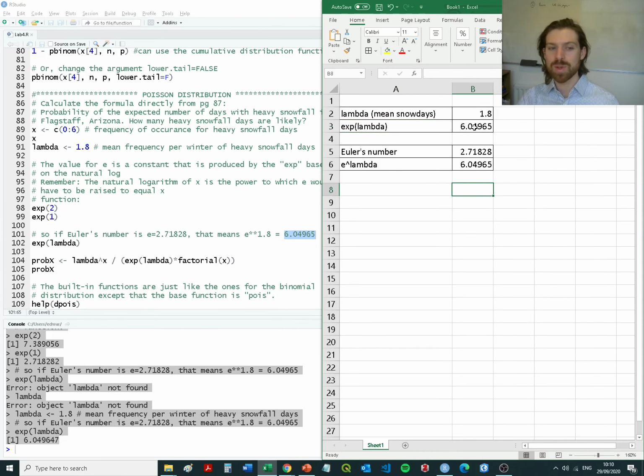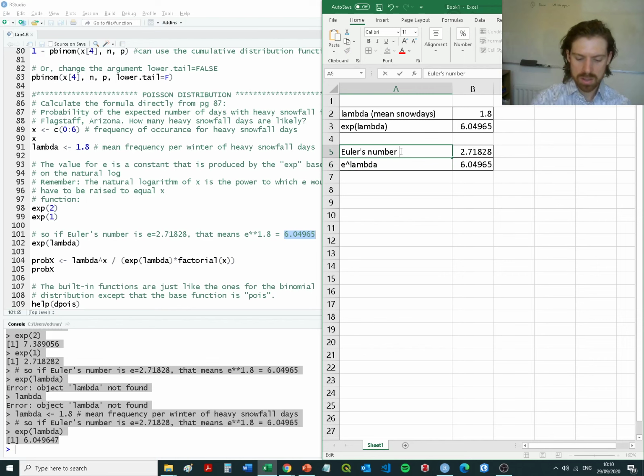The problem with the functions is you don't really know what's happening. So let's take Euler's number here. You can see I've just inputted it. This was the automatic calculation by Excel. Here we're going to calculate it manually. So now we need to take E, which is Euler's number here.